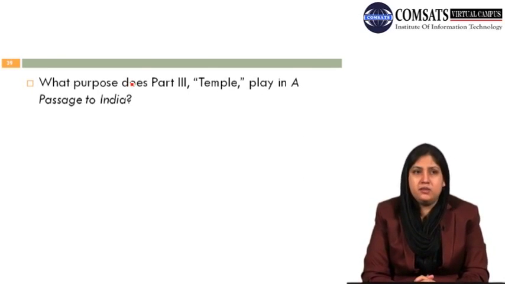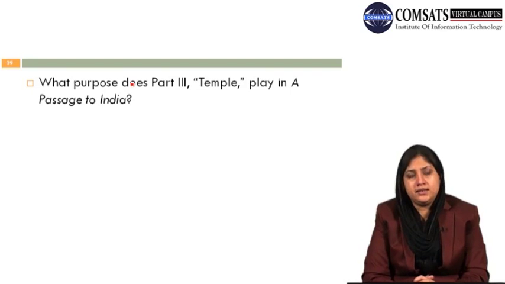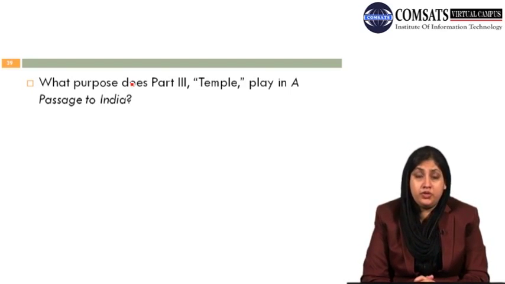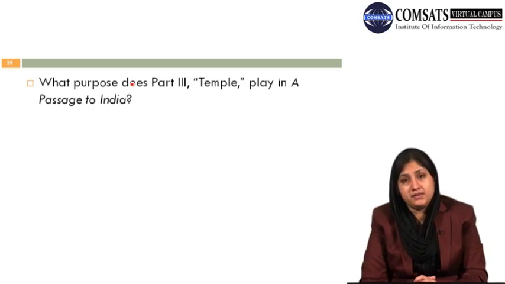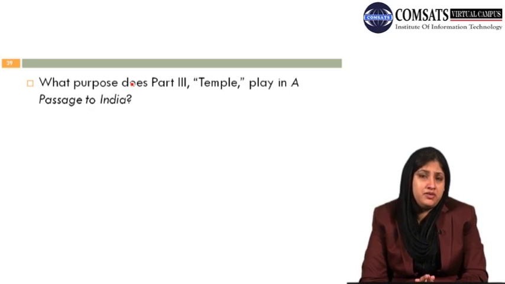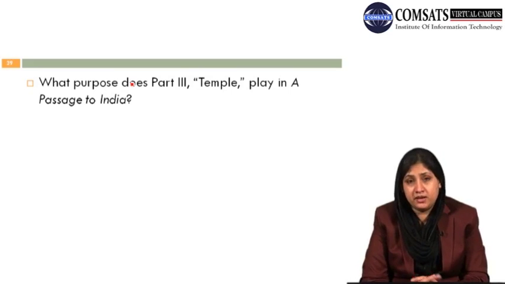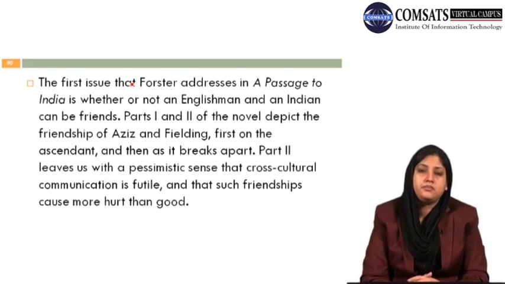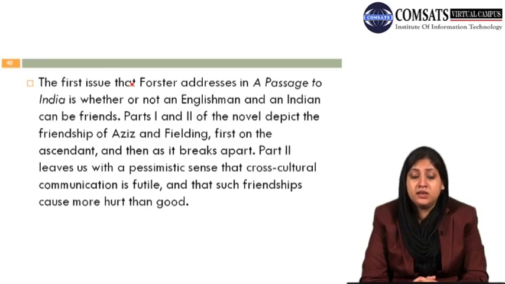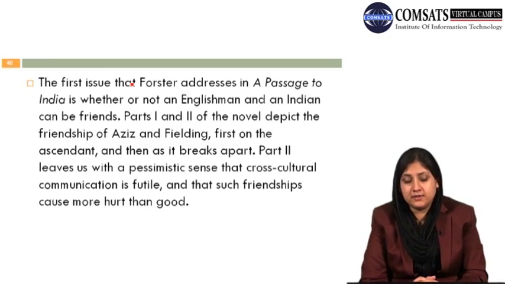So, another important question that comes to my mind after going through this discussion is: what purpose does Part 3, that is Temple, play in A Passage to India? Well, is it some kind of religious comparison going on, or a regional contrast? Well, you are to explore, and there are some suggestions for it. The first issue that Forster addresses in A Passage to India is whether or not an Englishman and an Indian can be friends.